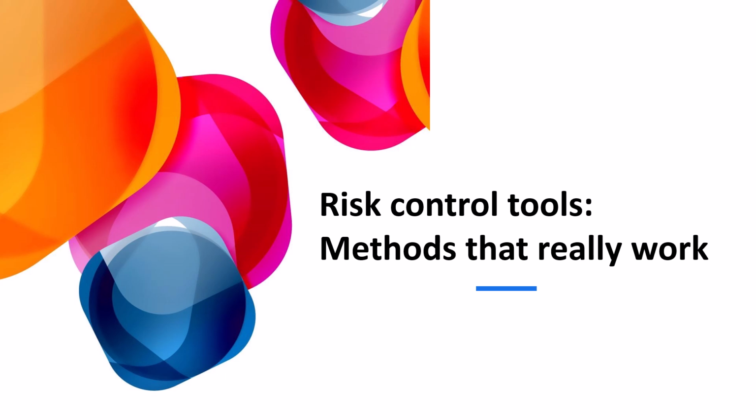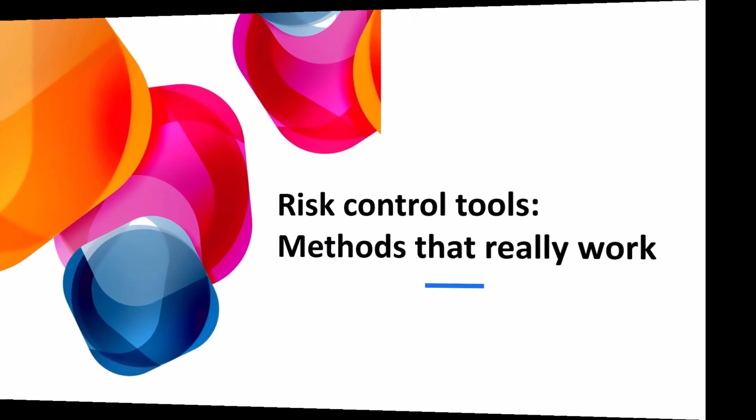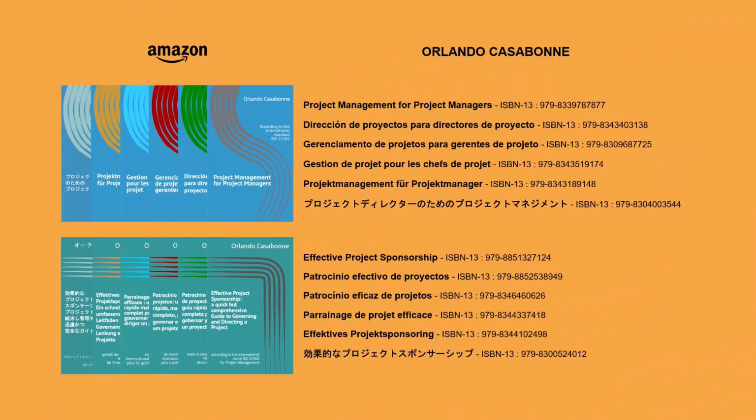Couldn't have said it better. These methods are crucial for keeping things controlled and responsive. Well, these techniques definitely seem vital for navigating the bumps in the road on any project. Using them actively helps maintain control and stay aligned with goals. Absolutely. They give you the mechanisms to react and adapt effectively. For anyone wanting to dive deeper into these specific risk control tools and project management overall, we really do recommend checking out the book Project Management for Project Managers by Orlando Casabon. It lays things out very clearly.